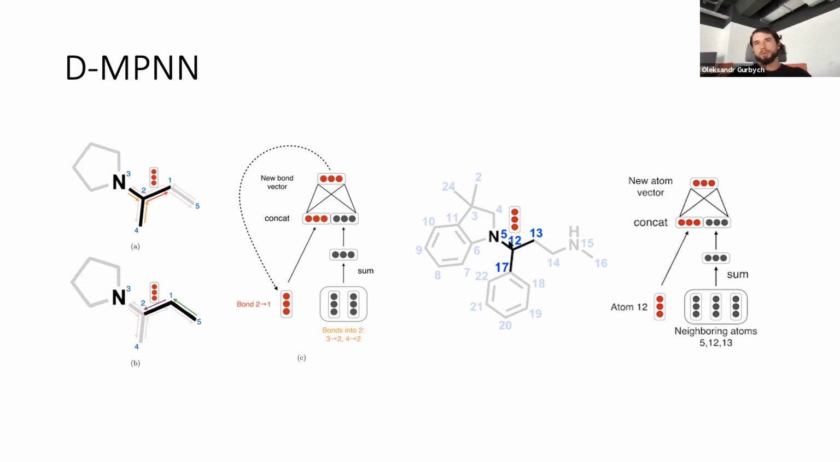If you want to compute the atom vector for atom number 12, which is carbon, you go to all its neighbors: nitrogen number 5, carbon number 13, aromatic carbon number 17. You combine their vectors, like shown here, sum them, and then it will be the new atom vector, concatenated with the previous values of carbon number 12, and then do some magic, and you receive the new carbon 12 feature vector.